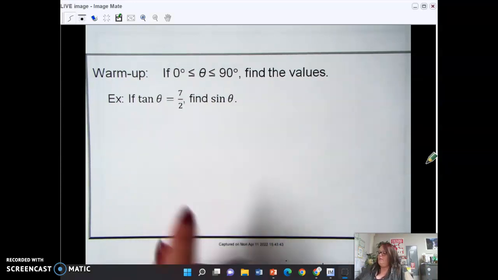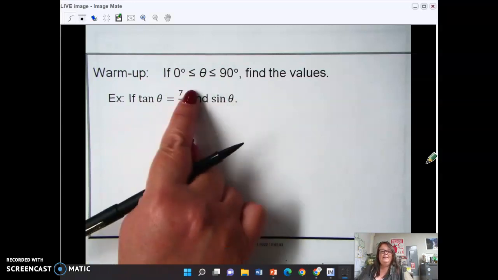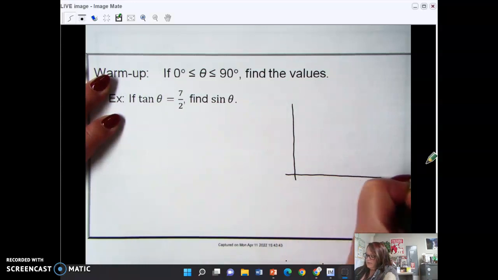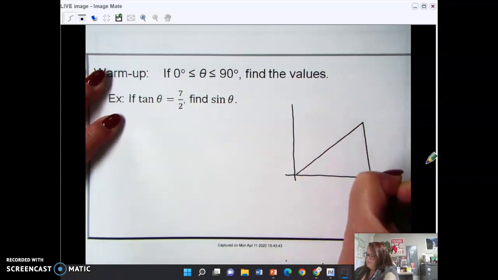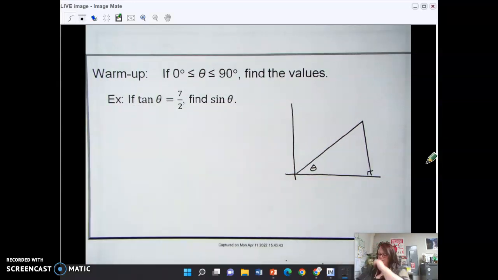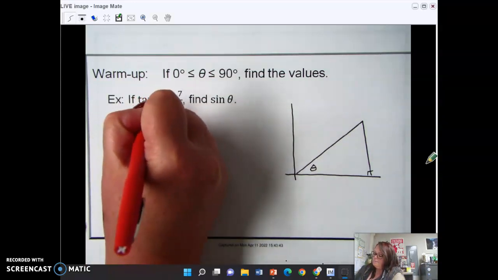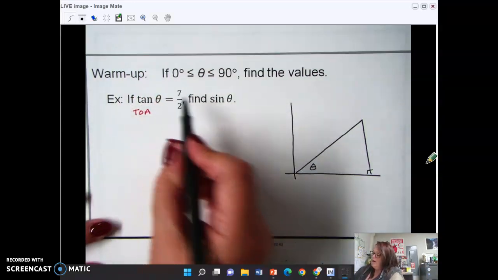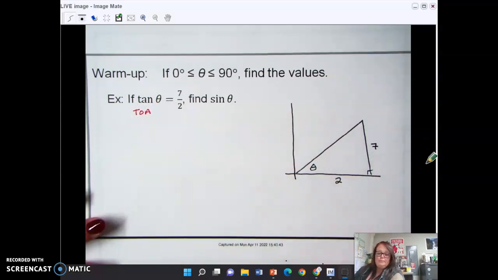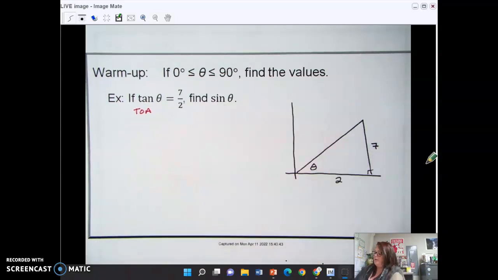So B is saying that we've got tangent of theta is equal to 7/2, and we're looking for sine of theta, but again, theta is in the first quadrant. It is between 0 and 90 degrees. So our picture is going to look very similar. And obviously it's not to scale because one side is going to be much longer than the other. And so tangent we said was TOA. So that means opposite of theta is going to be 7 and adjacent to theta is going to be 2. So what we're missing in order to find sine is the length of the hypotenuse.